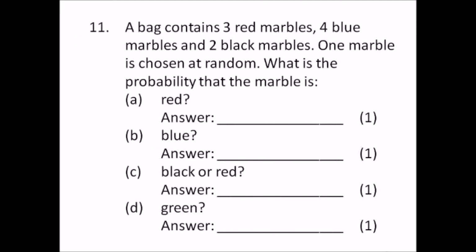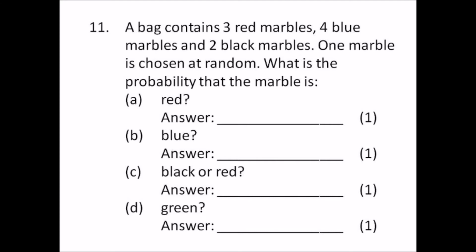And now we move on to number 11. A bag contains 3 red marbles, 4 blue marbles, and 2 black marbles. 1 marble is chosen at random. What is the probability that the marble is A, red, B, blue, C, black or red, and D, green? And for this question, you have 1, 2, 3, 4 big marks for probability, guys. Go ahead, put your answers in.